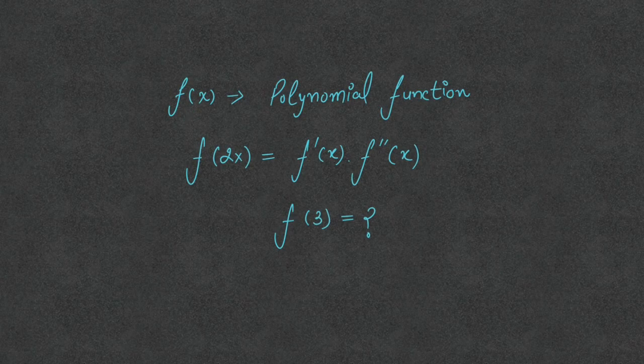f of x is a polynomial function such that f of 2x is equal to f dash of x into f double dash of x. What is the value of f of 3? Since it is given that the function is a polynomial function, but the degree of this function is not given, we will suppose the degree of the function is n.